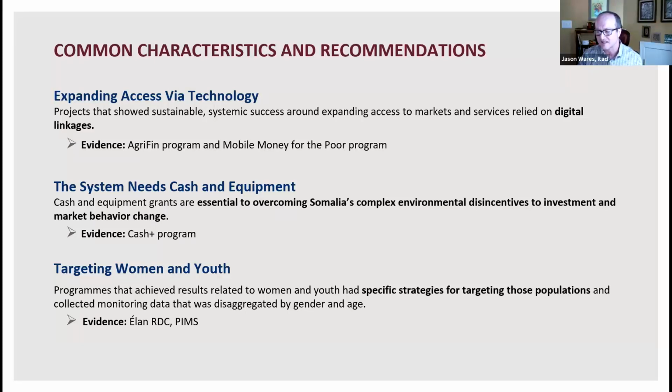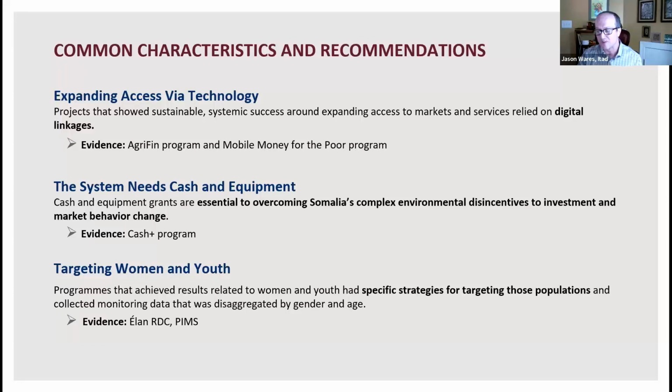In contrast, the PIMS program included incentives for lead firms to reach a certain quota or target number of women and youth. They included a quota system in their contracts with partners. However, they did not directly build the capacity of lead firms to effectively identify and train women and youth.